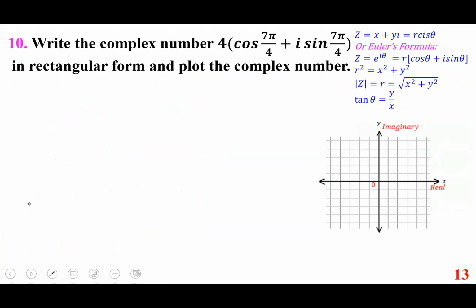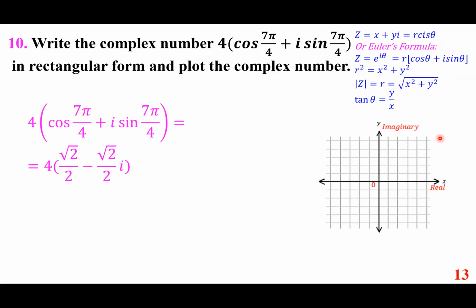All right. We want to write the complex number 4 times cosine of 7 pi over 4 plus i sine of 7 pi over 4 in rectangular form and plot the complex number. And again, reminding everybody, z is x plus yi, or r cis theta is Euler's formula, in essence, e to the power of i theta. r squared is x squared plus y squared. The modulus of z, or r, is the square root of x squared plus y squared. Tan theta is y over x, just to remind everybody. And this is the complex plane.